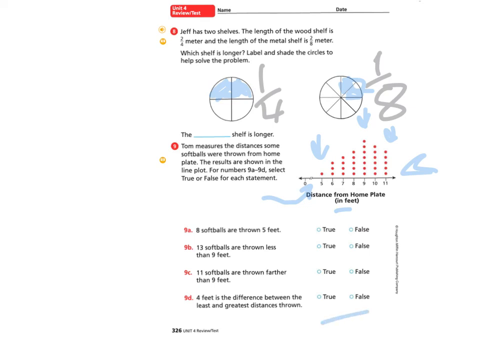So remember, every one of these dots would be the distance a softball was thrown. So you have 1 person threw it 5, 3 people threw it 6, 4 people threw it 7 feet, and so on. All right, good luck.